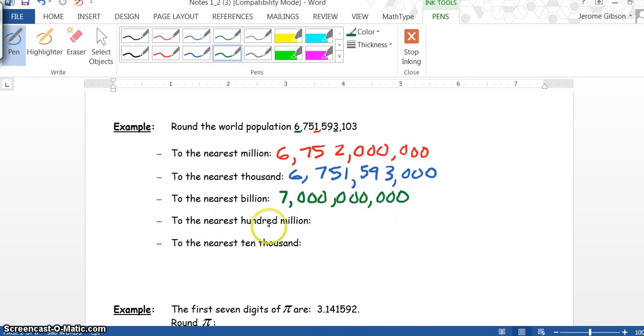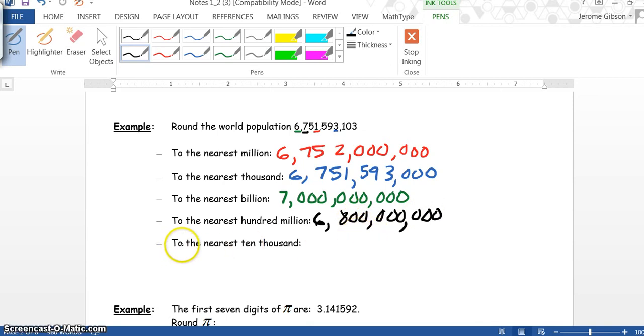Now it says here to the nearest 100 million. So we look here at the 100 millions place. The 100 millions place is this 7. So we look to the right of this 7, which we have a 5. And we know when it's 5 or greater, we will add 1 to this place value. So it'll be 6,800,000,000, because all the rest of the digits behind the 100 millions will become zeros.